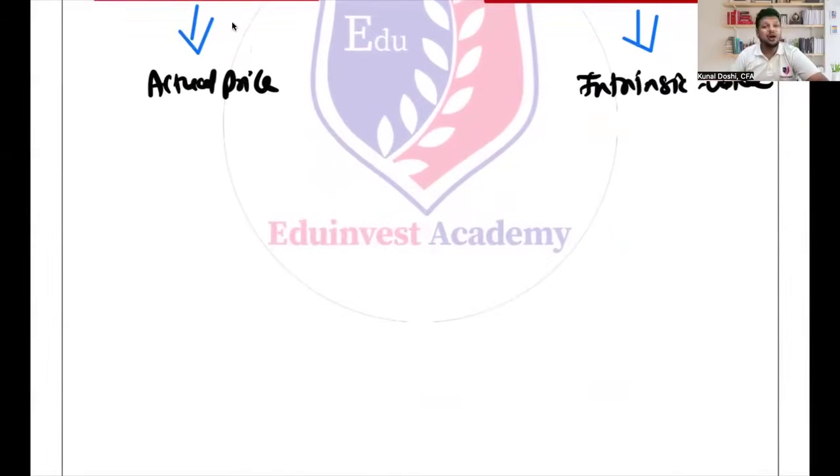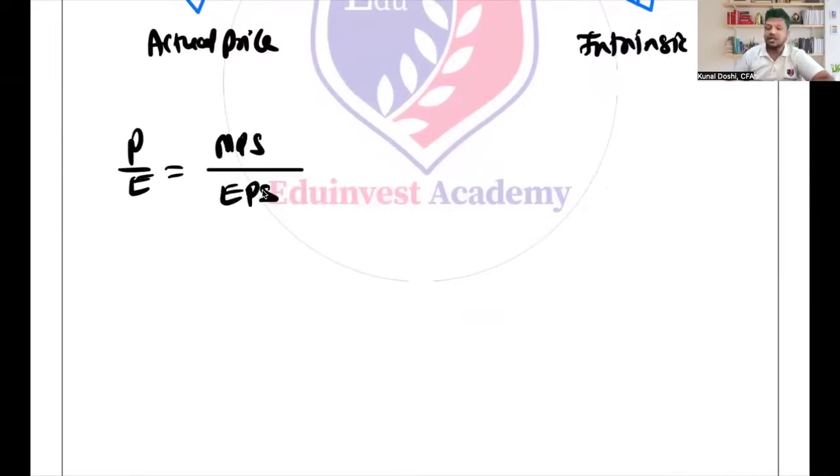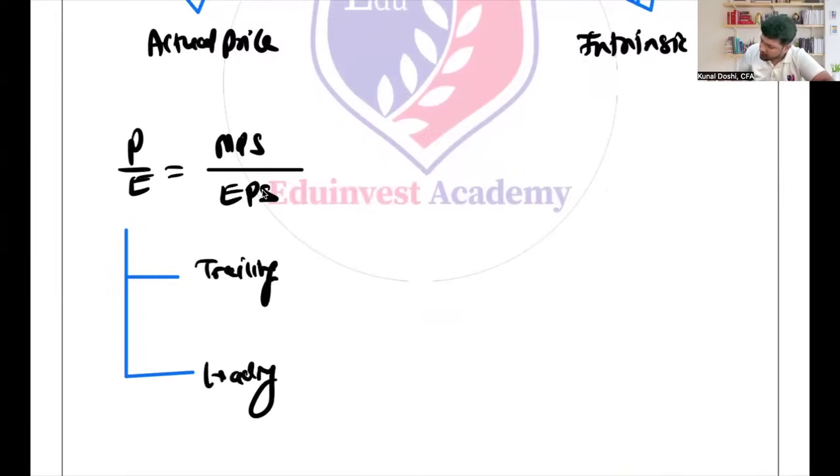Okay. Now remember the PE ratio, which is the highlight of this topic, is price over earnings, correct? So my PE ratio is market price per share over earnings per share. This PE ratio can be trailing or leading: trailing PE ratio and leading PE ratio. What is the difference between trailing and leading? It is about the earnings.